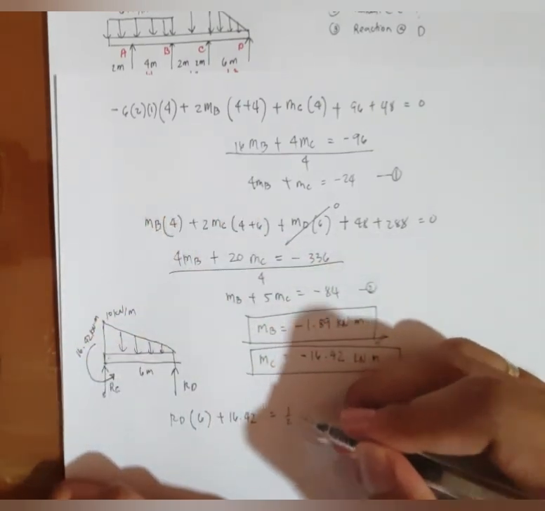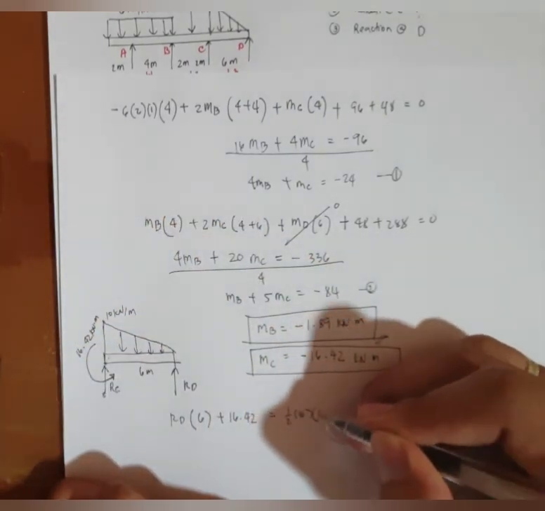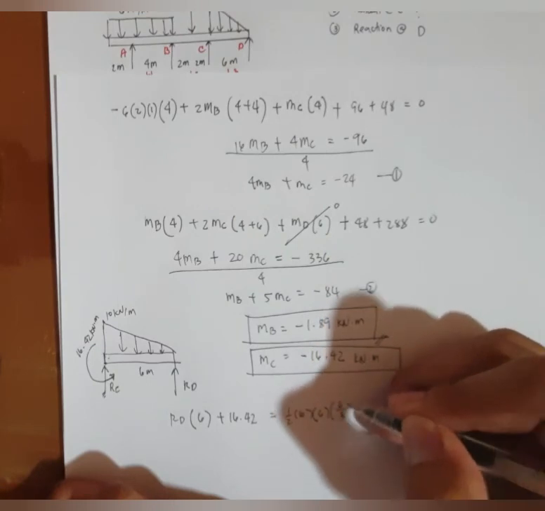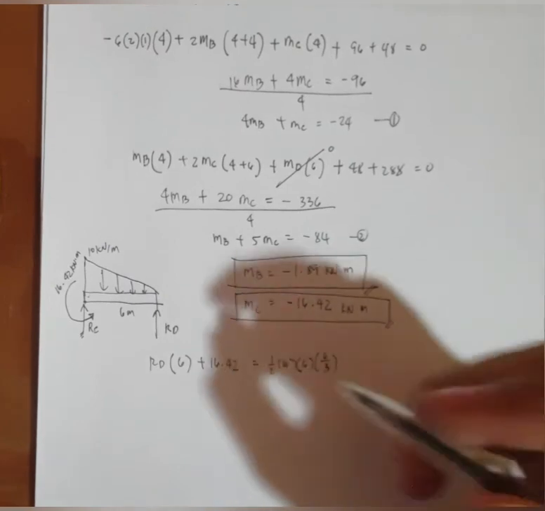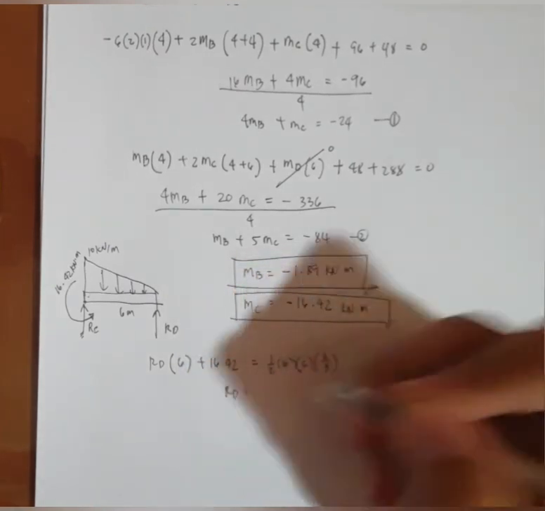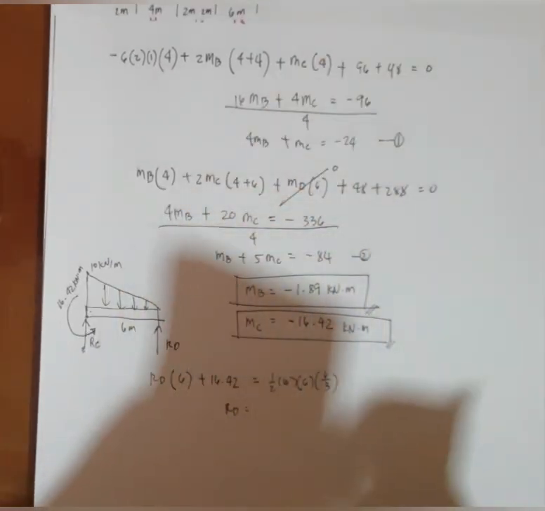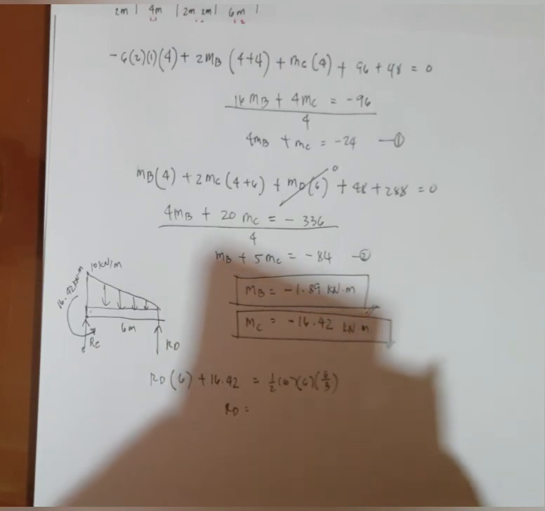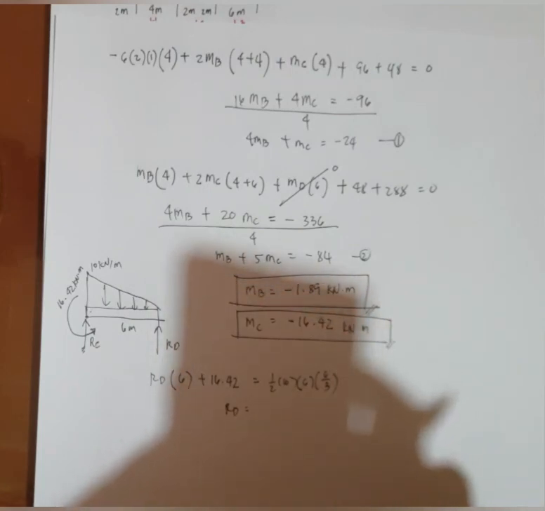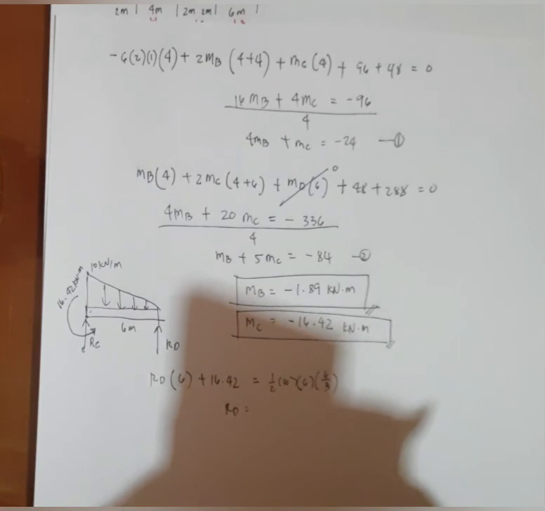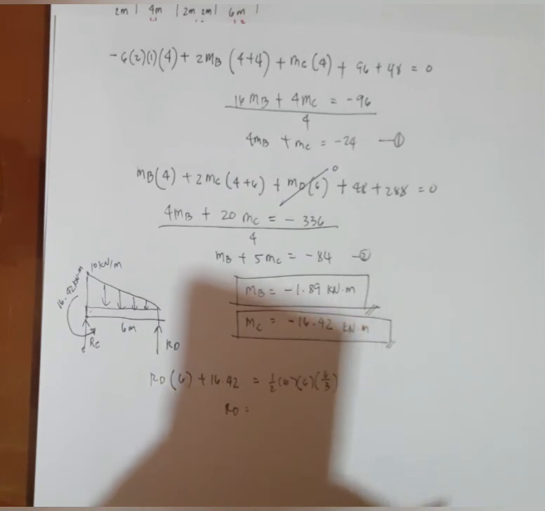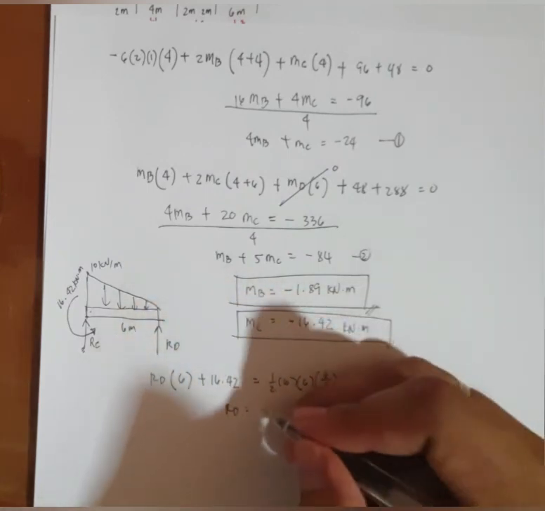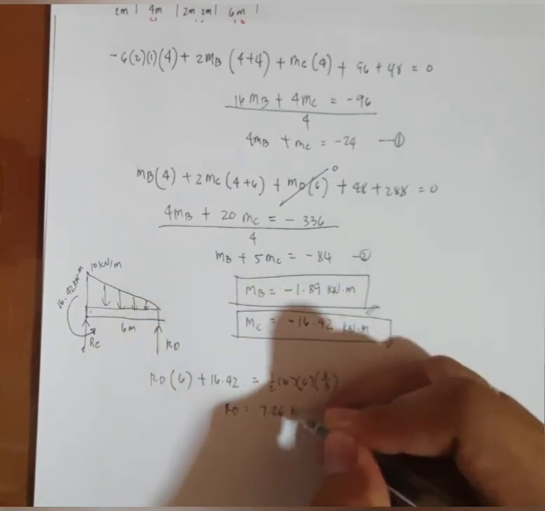So that is 1/2 times 10 times 6 times 6 over 3. Okay, so RD is pila? One half times 10 times 6 times 6 thirds minus 16.42 divided by 6. You have 7.26 kilonewton.